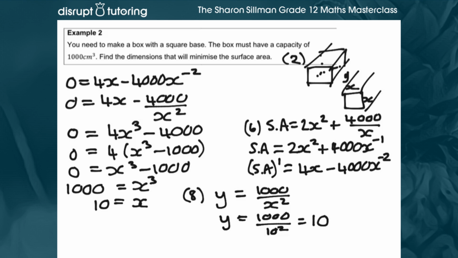So this doesn't always happen, I'll show you, but x equals 10 and y equals 10. And remember again what our original instruction was. Well, we've actually found it. Find the dimensions that will minimize the surface area. So it actually has to be a cube rather than a box that just has a square base.